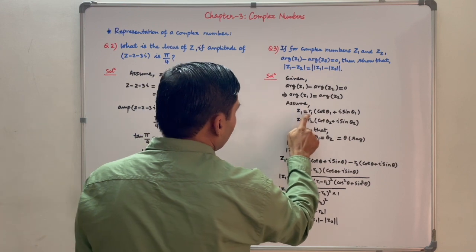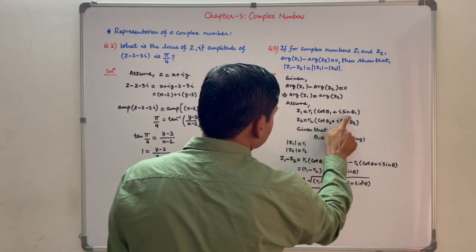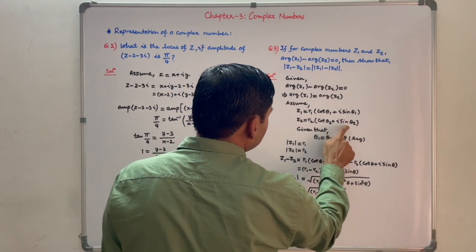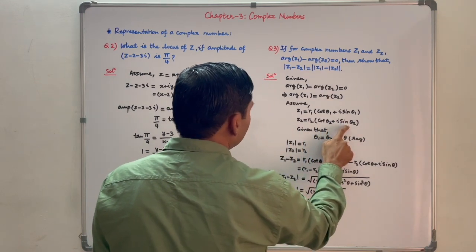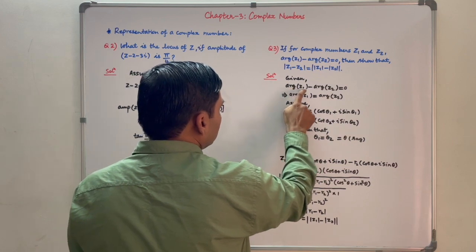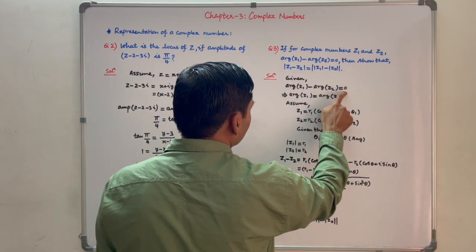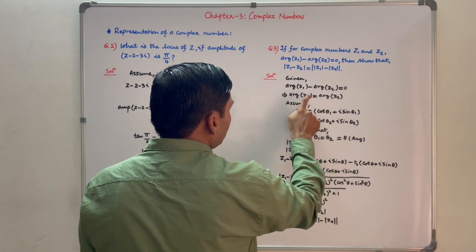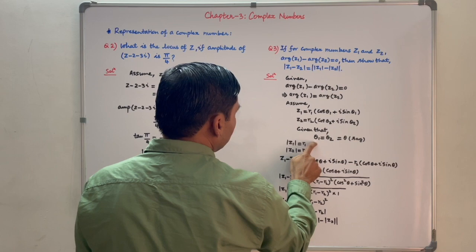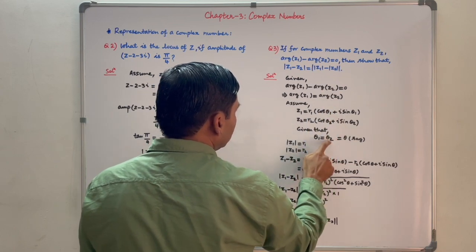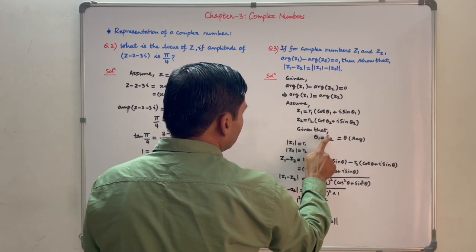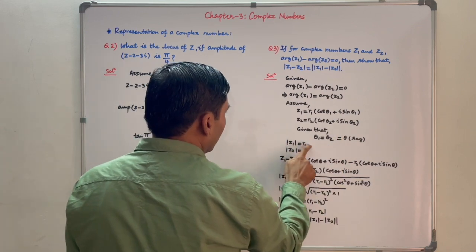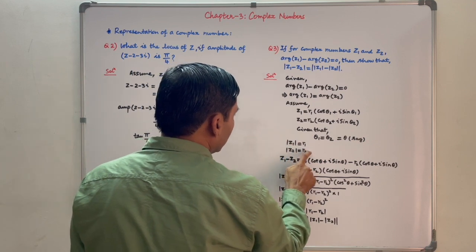Suppose z1 is equal to r1 into (cos theta 1 plus i sin theta 1), and z2 is equal to r2 into (cos theta 2 plus i sin theta 2) in polar form. It is given that argument of z1 minus argument of z2 is equal to 0. So argument of z1 is equal to argument of z2. Suppose argument of z1 is theta 1 and argument of z2 is theta 2. So theta 1 is equal to theta 2. Let's say it is theta. Mod z1 is equal to r1 and mod z2 is equal to r2.